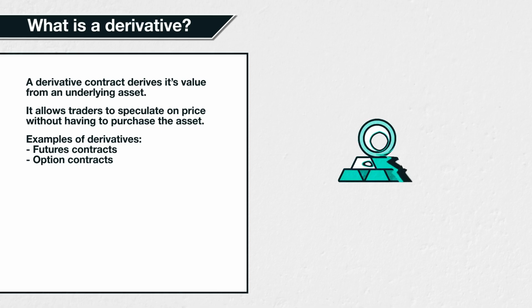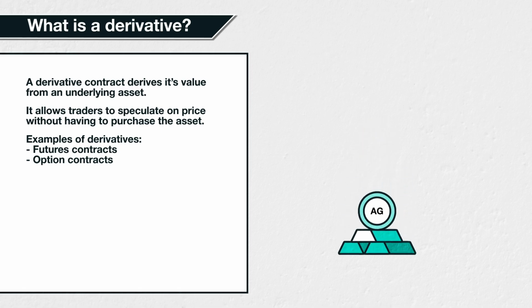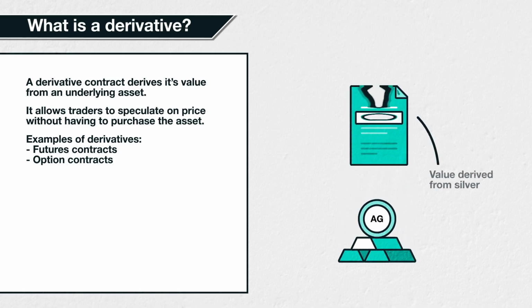In our previous example, you purchased some silver directly, and in doing so, you would benefit from any subsequent increase in the price of silver. It is possible to get this same exposure to the price of silver without purchasing the silver itself, though. This can be done by utilizing a derivative contract that derives its value from silver. Silver here being the underlying asset.